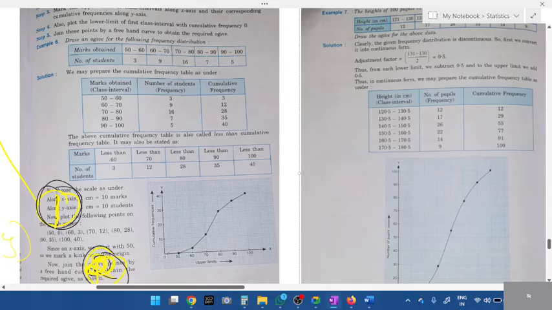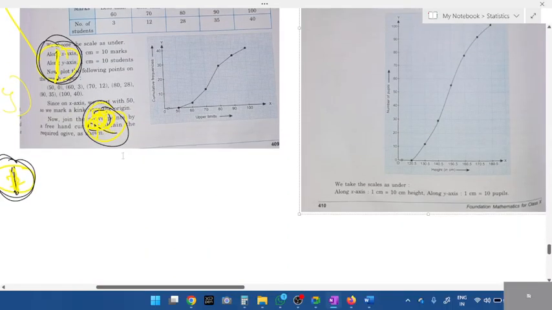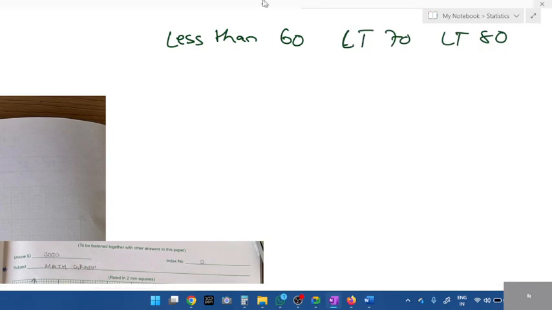Marks obtained. 50 to 60, 60 to 70, 70 to 80. Frequency is given. Cumulative frequency you'll find. I explained it. Whenever a less than value is given, the number of students is already cumulative frequency. So less than 60, you have to take 50 students. This one I forgot to mention. You might have a doubt here. Less than 50, less than 60. I'll write LT, less than 70, less than 80.